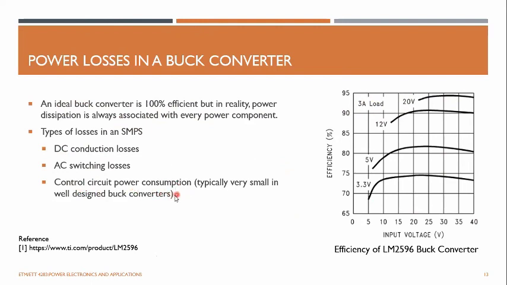Any buck converter needs error amplifiers, a feedback network, and so on. So it also consumes a little bit of power, but typically it is very small in a well-designed buck converter. You have seen the quiescent current and shutdown current, which are in the range of microamps. So the contribution of control circuit power consumption is very low compared to the other two types.